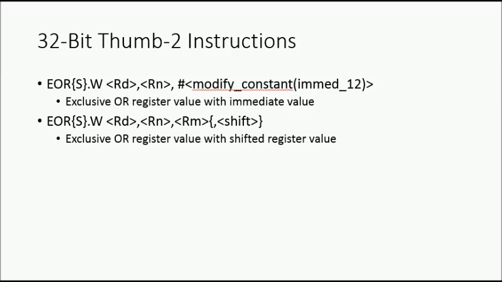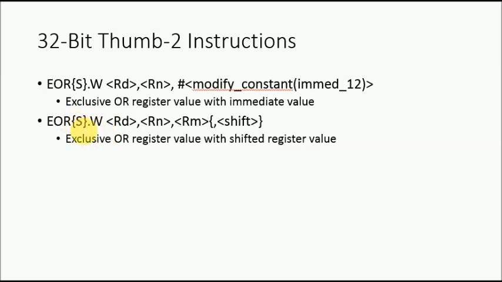Instructions. EOR{S}.W Rd, Rn, #modify constant immediate 12 bit. Here the exclusive OR operation is performed between the content of register Rn and the immediate data. The result will be stored into the destination register Rd. So the operation is performed between Rn and immediate data, and the result is stored into Rd. Next is EOR.W, where the S in curly brackets is optional.